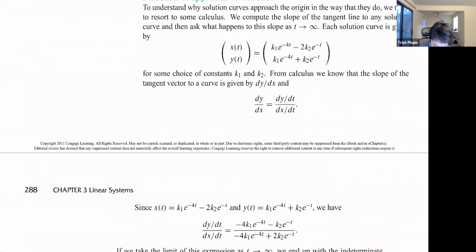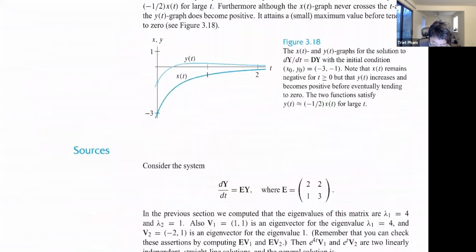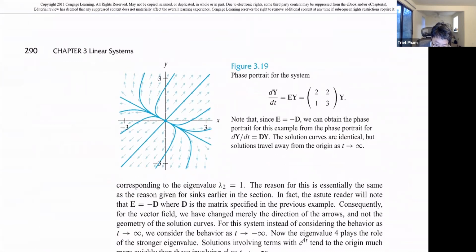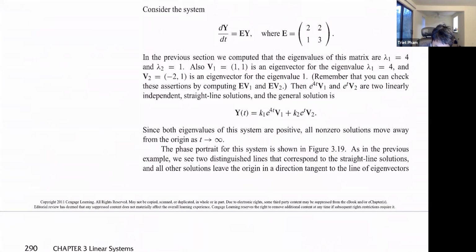Where was I? Okay. So finally, here you see that because both of the eigenvalues are positive, they will diverge. It's a source, but which direction is it asymptotic to? It should follow V1, because it's 4, and V1 is (1, 1). So we expect it follows the line y equals x.